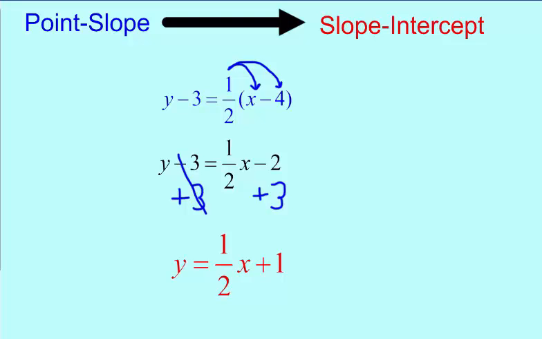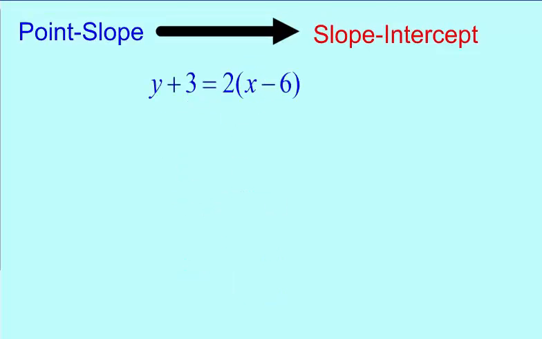It's always the same two steps. Distribute the slope, add or subtract over that number that's attached to the y. So here's one for you to practice on your own. Go ahead and pause the video, try the two steps, and then push play again when you're ready to see the solution.